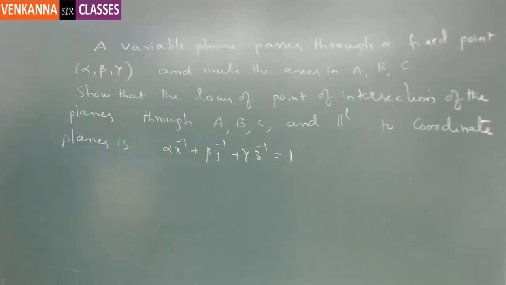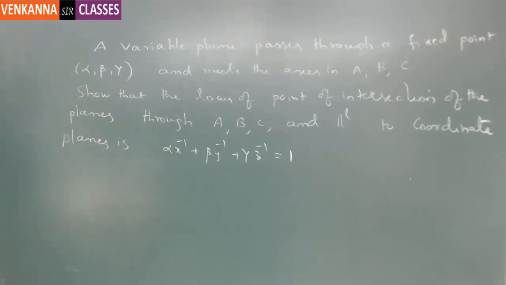So please take a note of it. The difference between the previous problem and the current problem is, in the previous problem you have taken a variable plane having a distance from origin. The second part of the problem is very similar: locus of point of intersection of the planes passing through the points A, B, C and parallel to coordinate planes. The same part is extracted here.